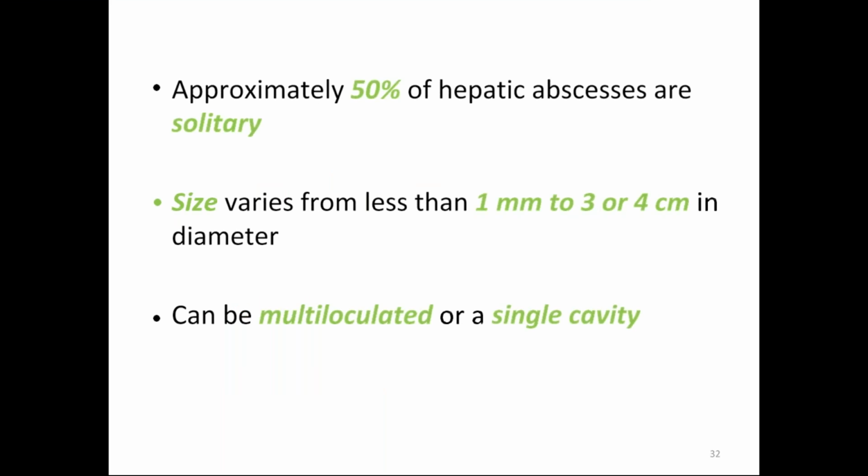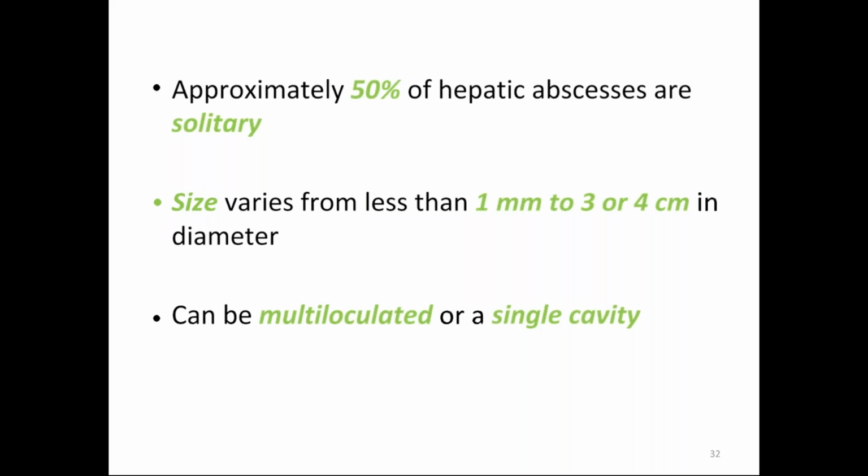And coming to the percentages, about 50% of the hepatic abscesses are solitary. The size varies from small sub-centimeter abscesses to very large abscesses that can be more than 9 centimeters, 10 centimeters. We have seen abscesses that are more than 10 centimeters also. So size varies. And they can be multiloculated or a single cavity.